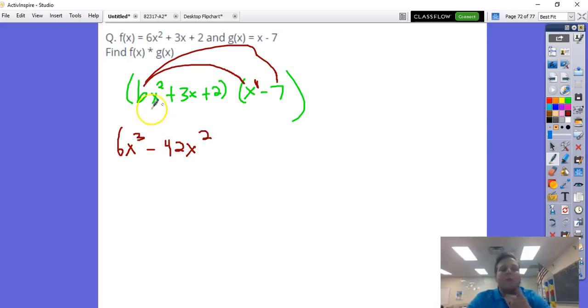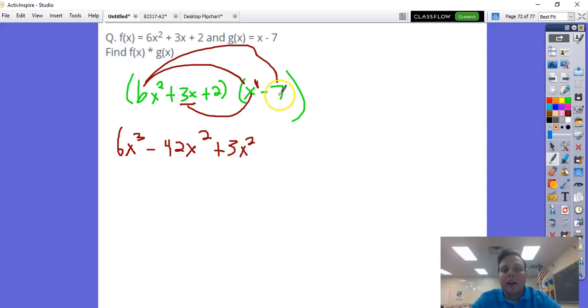Okay, now the first term is multiplied to everything in this parentheses, so I can go to the next term. 3x times x. Well, the 3 is the only number there, so I'm just going to write it. And then x times x, I add the exponent, so it's x squared. And I do not forget to write my plus sign because it was a positive 3x squared.